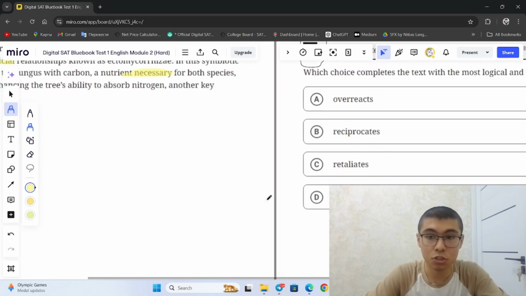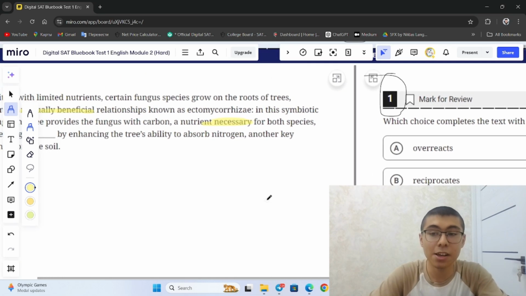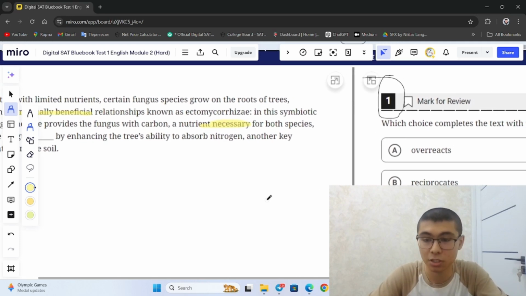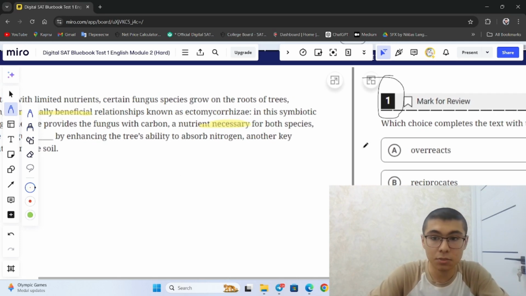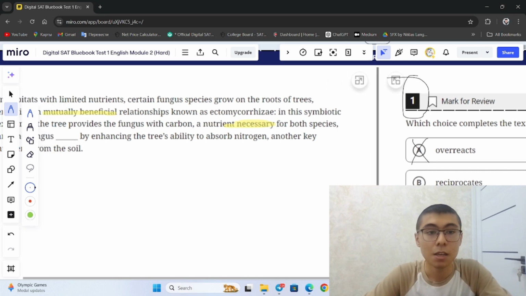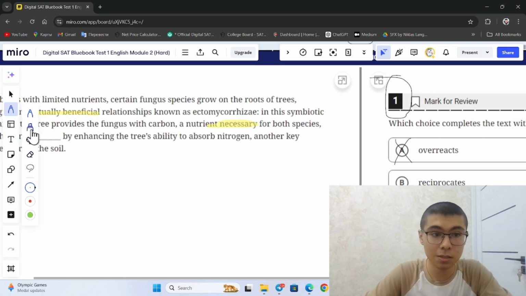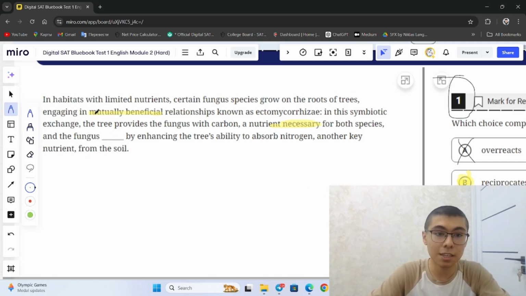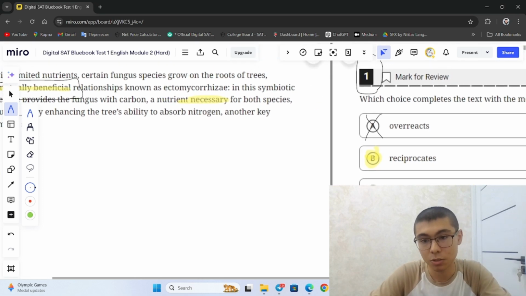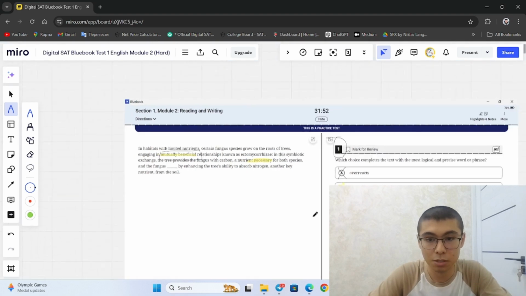So let's look at the choices. Overreact, it has nothing to do with mutually beneficial. So A is wrong because, as I said, reciprocate, it's exactly what I was looking for. It means benefit mutually. So B is the correct answer choice in this case. What about C? No, it doesn't make sense in this case because what we need is mutually benefit. Deviate? No. It's just pointless in this case.